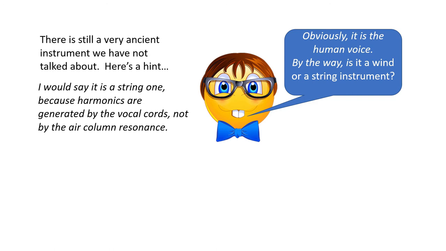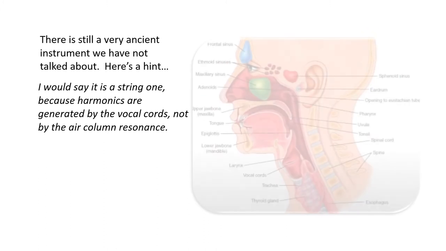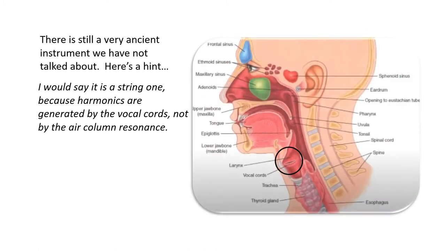I would say it's a string one, because harmonics are generated by the vocal cords and not by air column resonance. Just as the violin's body, the larynx and mouth cavity enhance some harmonics while others are attenuated, and that changes the spectrum of the voice.